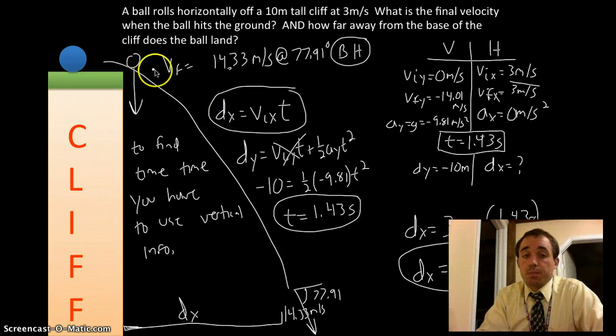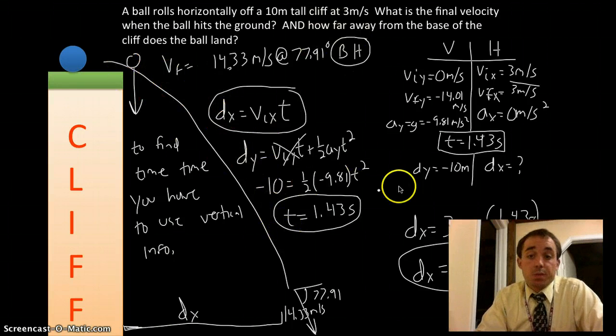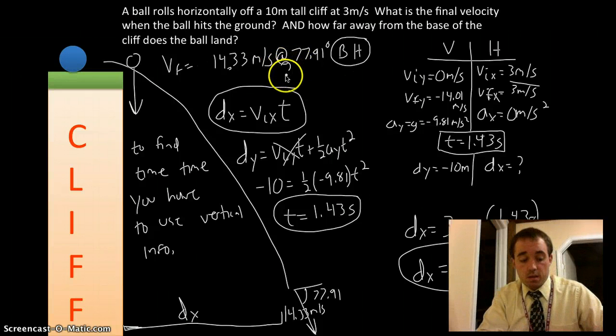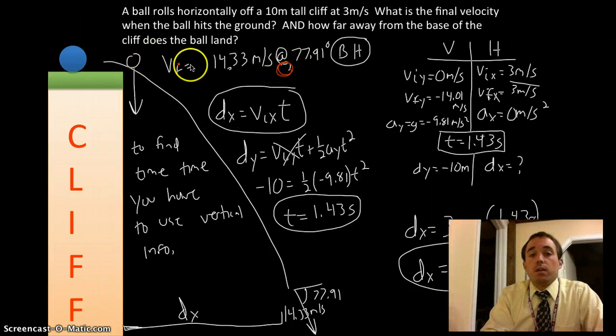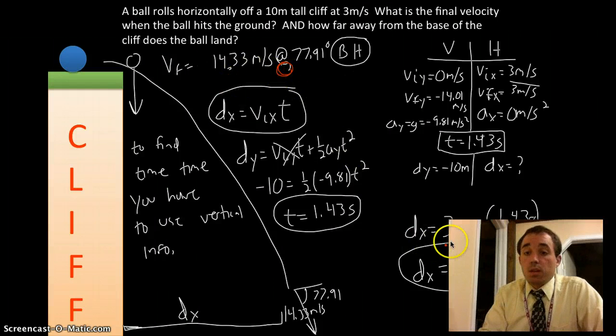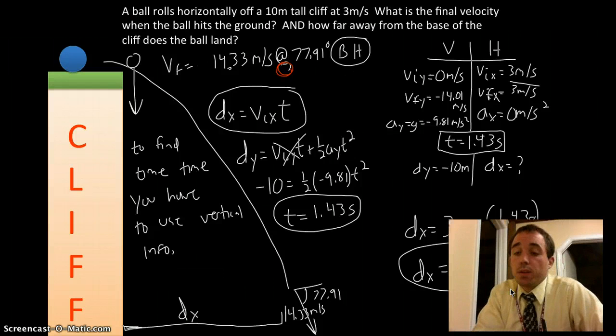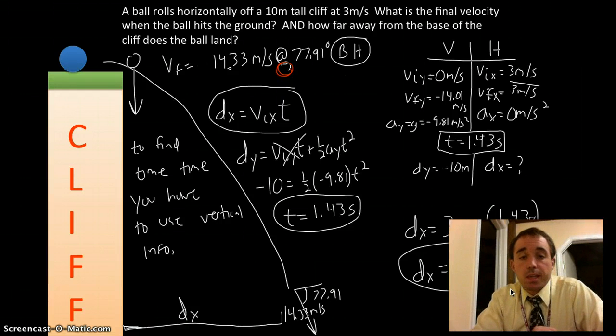At the same time, since it's continually moving horizontally at 3 meters per second, for those same 1.43 seconds it's traveling a horizontal distance as if there were no gravity. It would have landed right here. It would have gone a total of 4.29 meters. So our range, or how far away from the cliff the ball lands, would be this number right here, 4.29 meters.